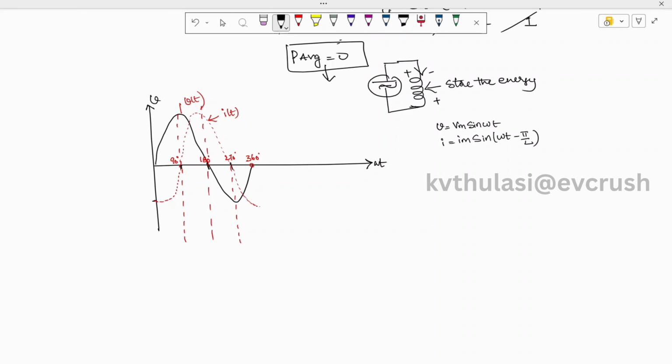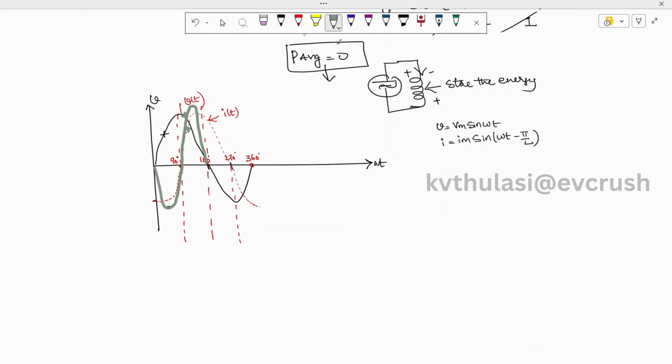Here voltage is positive and current is negative. Positive into negative is once again a negative. So here you are going to get the negative. Here you can see voltage is positive and current is also positive. So in this cycle the power you are going to get like this.